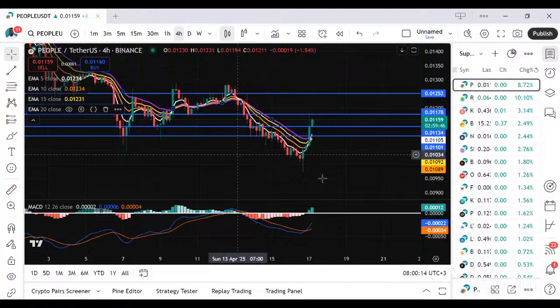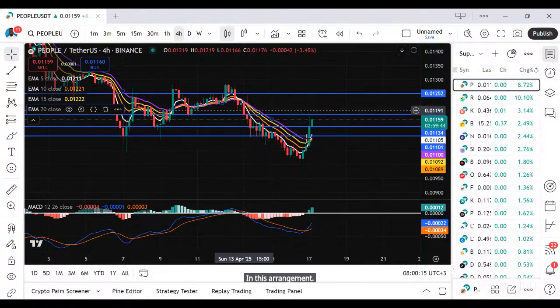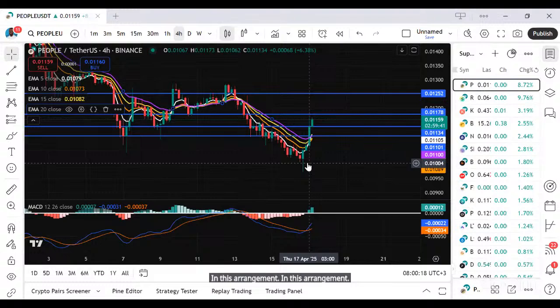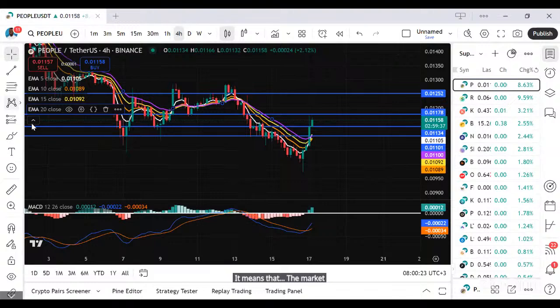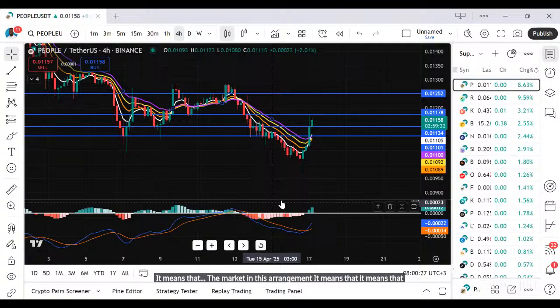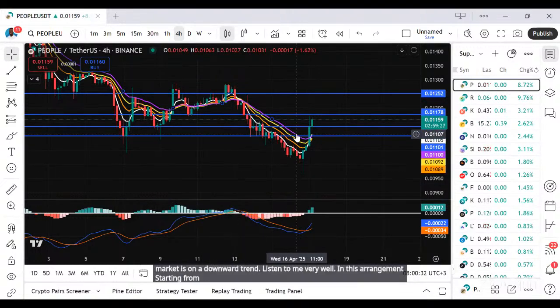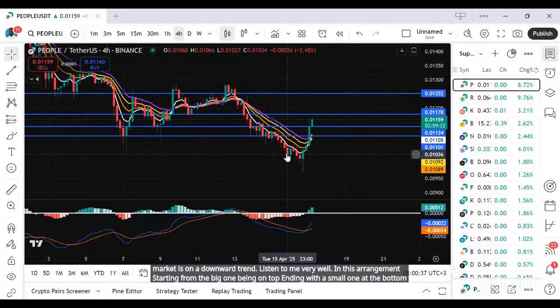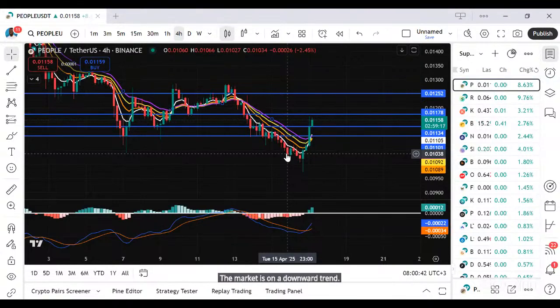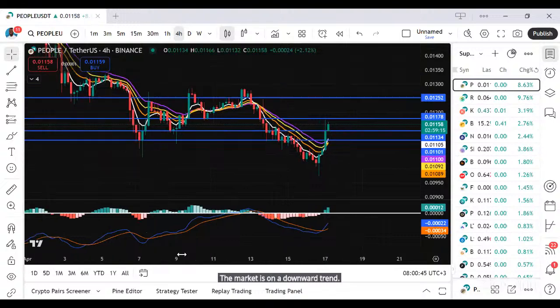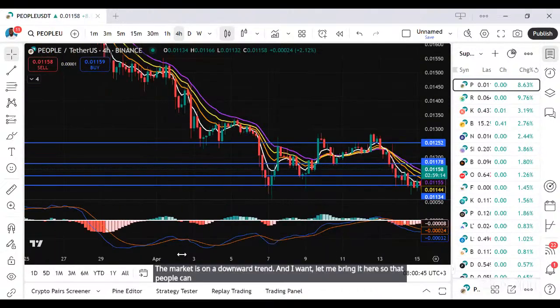In this arrangement, it means that the market is on a downward trend. Listen to me very well. In this arrangement, starting from the big one on top, ending with a small one at the bottom, it means that the market is on a downward trend. And let me bring it here so that people can see very well. This is what I mean.